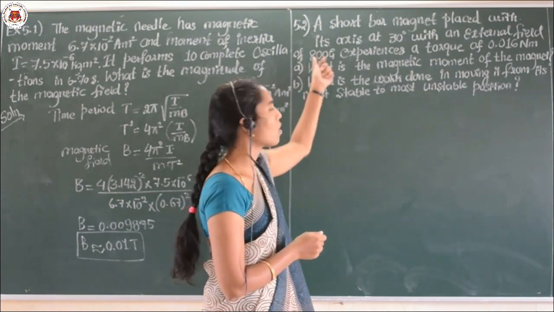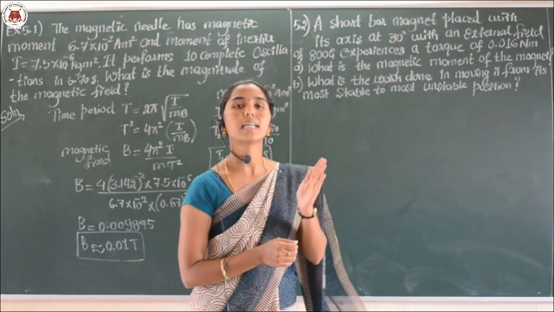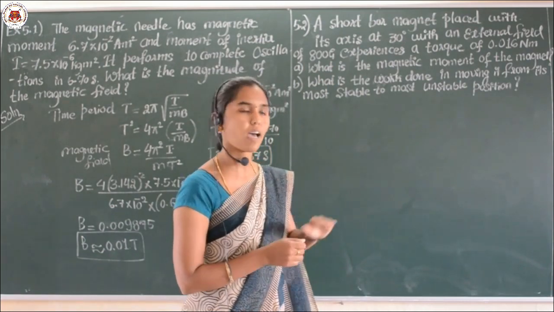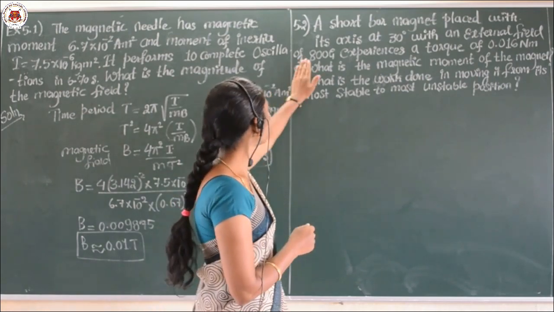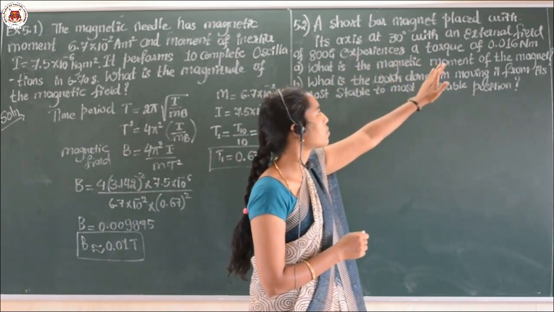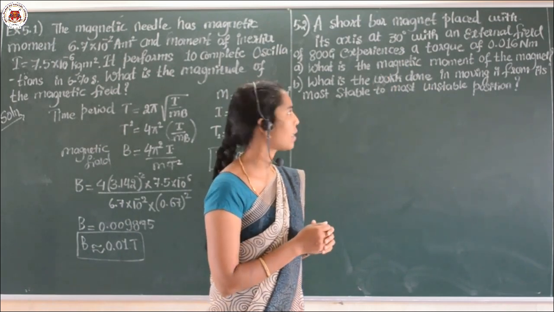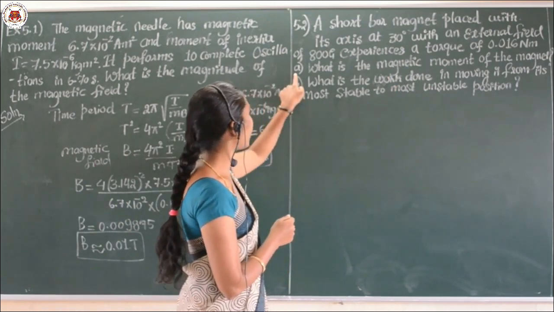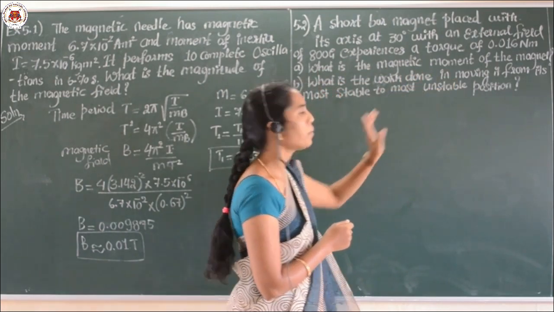So, 800 Gauss it is. Then 1 Gauss is equal to how much Tesla? 10 raised to minus 4 Tesla. I will tell you when taking the data, right. So, then 800 G experiences a torque of 0.016 Newton meter. Then question A, what is the magnetic moment of the magnet?